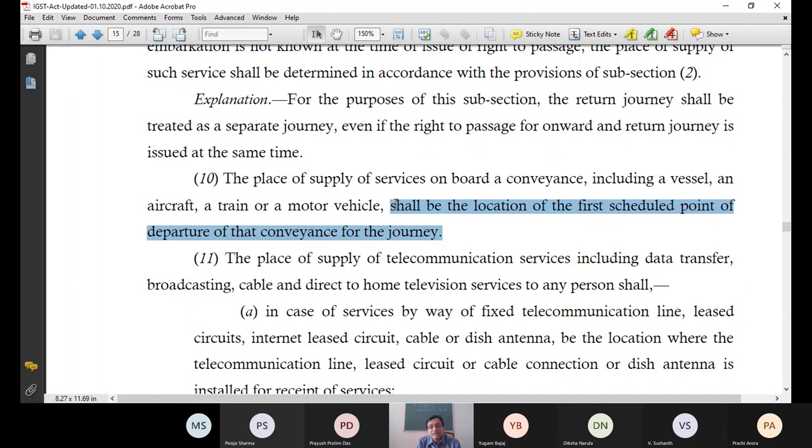So even if the train is having different stoppages, if the train has started from Delhi and is going till Kolkata, and during the journey if you have demanded any service, then we will not check at which place we demanded the service. The place of supply will become Delhi. Let me assume an example. Let me show this through the notepad so that it's clear to you without any confusion. Now this is my next service.